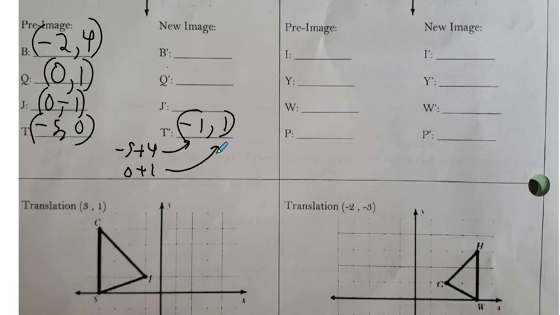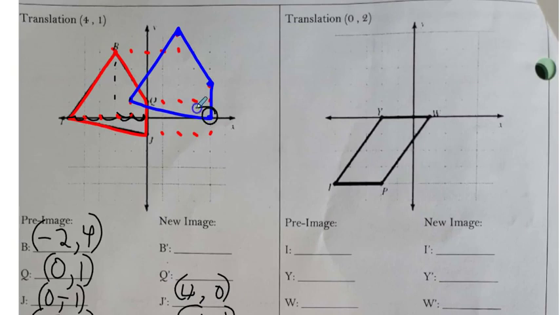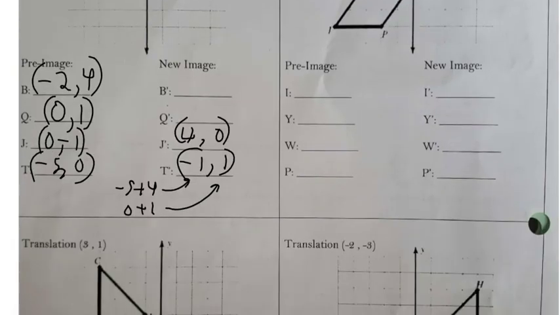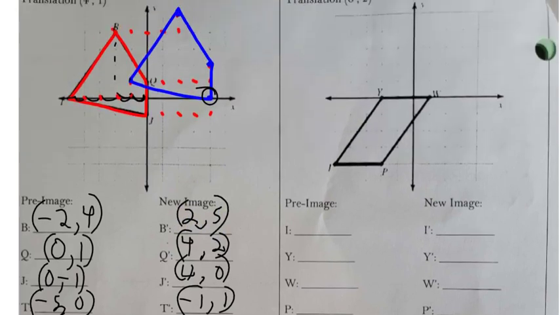So for J, 0 plus 4 is 4. Negative 1 plus 1 is 0. Is J prime at 4, 0? Yes, it is. 0 plus 4 again is 4. 1 plus 1 is 2. So I'm just showing you 2 different options of doing this. Negative 2 plus 4 is positive 2, and 4 plus 1 is 5. And these all work out.